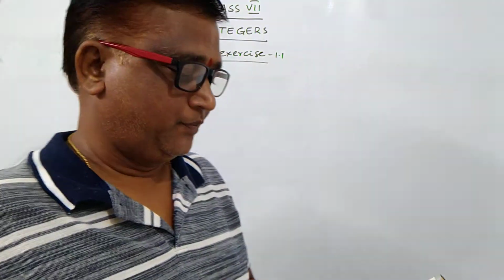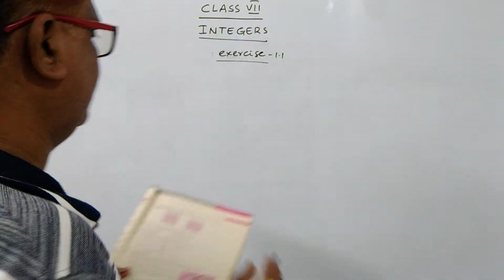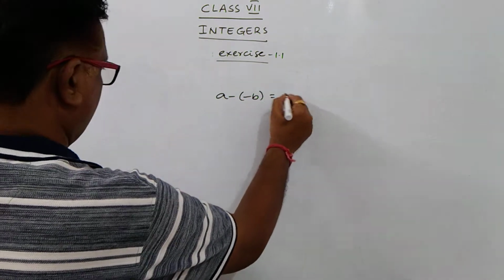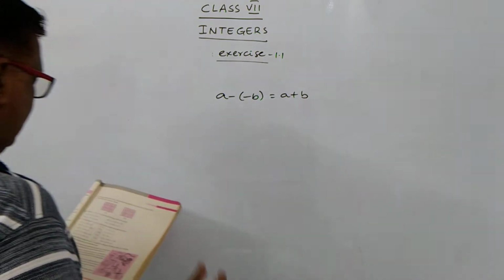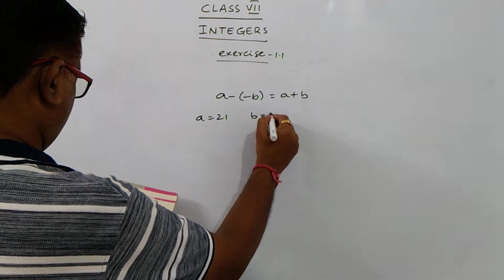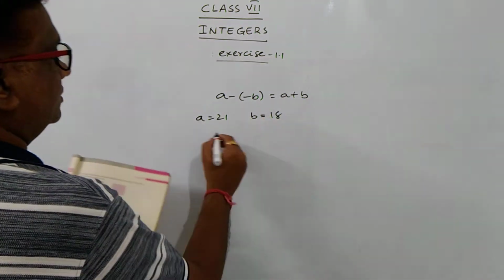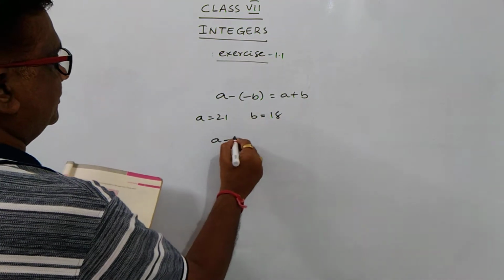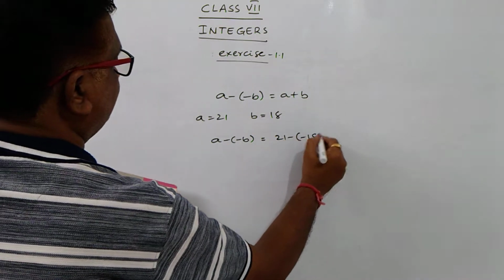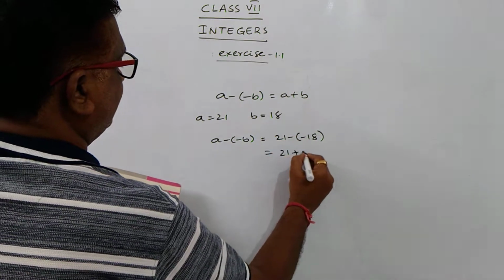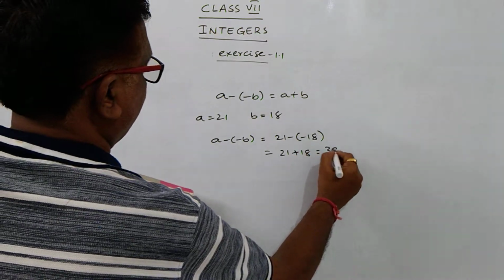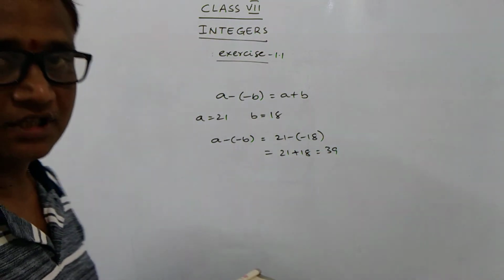Next one, the eighth question, is verify a minus of minus b equals a plus b. So a equals 21, b equals 18. So here a minus of minus b, so 21 minus of minus 18. Minus into minus is plus, so 21 plus 18, so 39. The answer is 39.